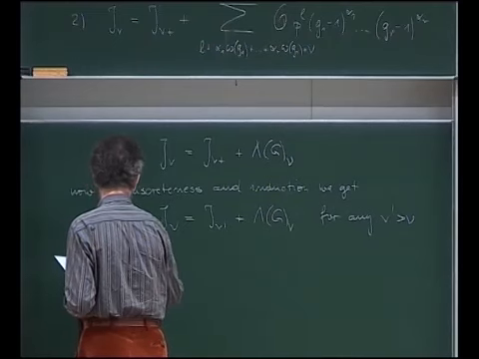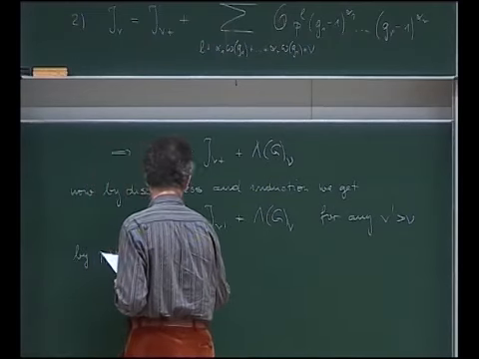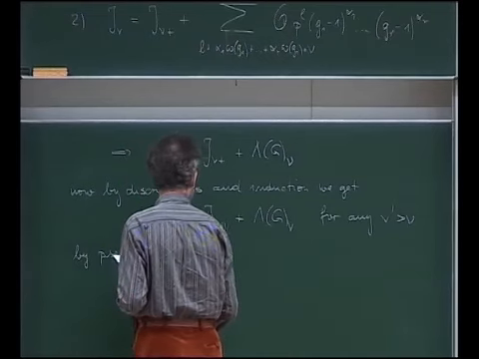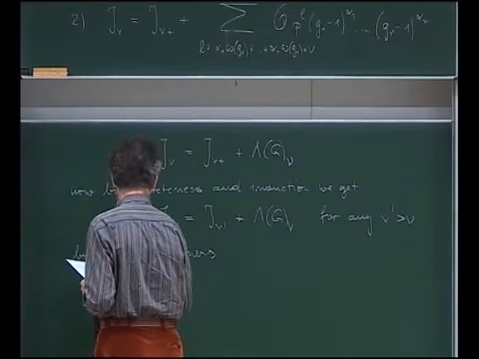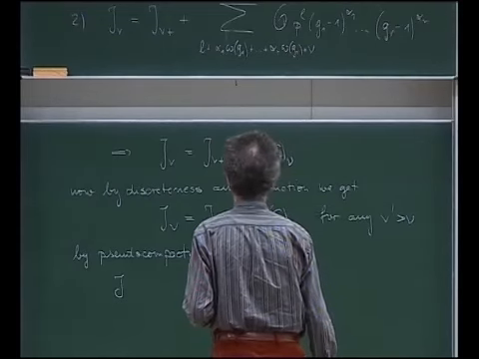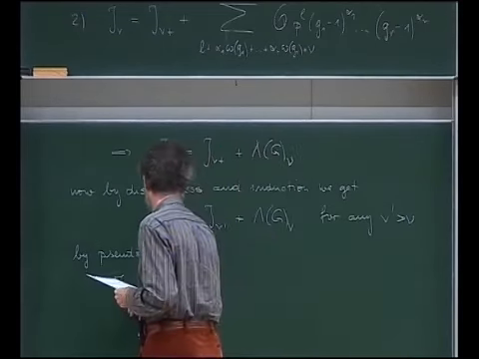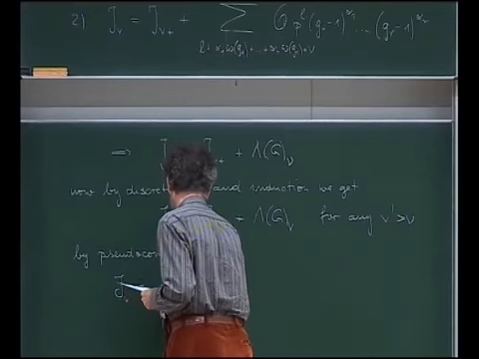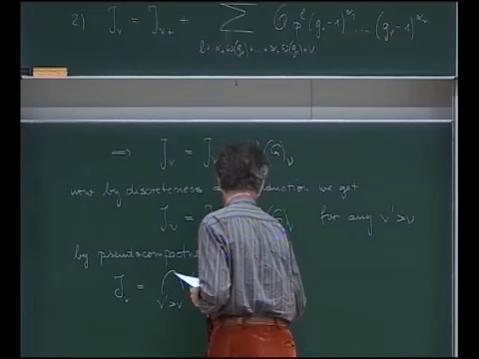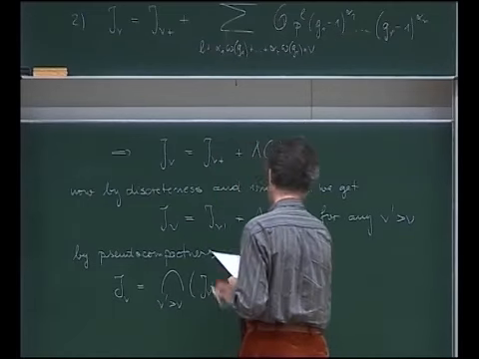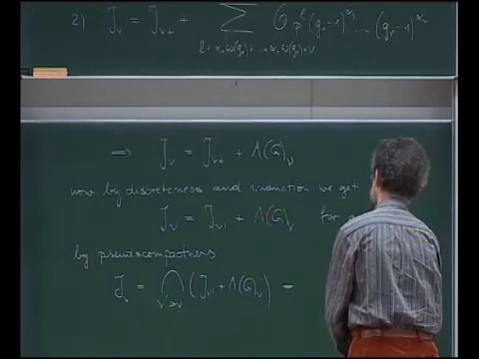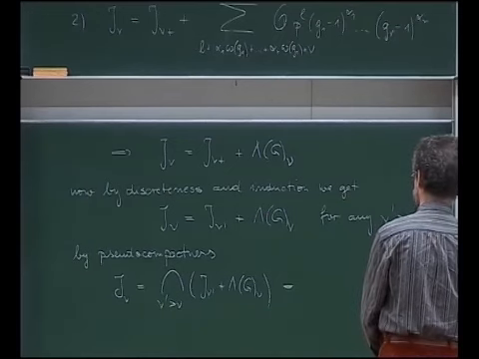And so now comes another general property of pseudo-compact modules. So now by pseudo-compactness, in other words, we have that J nu is the intersection of all nu prime bigger than nu, J nu prime plus lambda G nu.